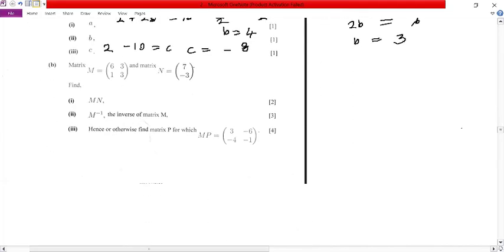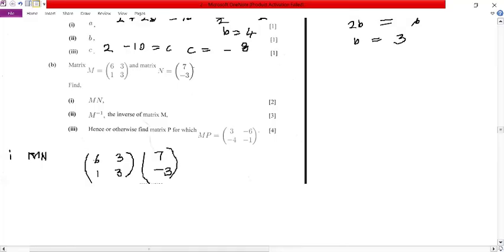Let's move on to part B. Matrix M is [6, 3, 1, 3] and matrix N is [7, -3]. Find MN. To find MN, we say row multiplied by column. So matrix M is 6, 3, 1, 3. Then matrix N is 7, minus 3.